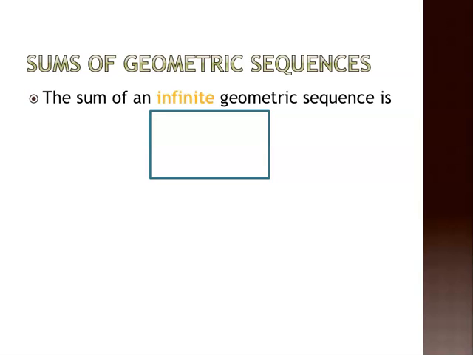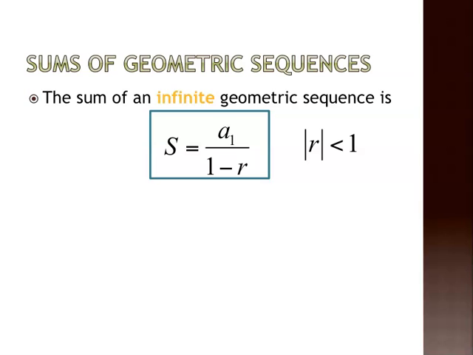So here's the formula for it. Now you'll notice one thing that has to be true for this to work is that your value of r, the common ratio that you multiply by, has to be less than 1. Now if you think about it, if r was bigger than 1, what ends up happening? All your terms get bigger and bigger and bigger, right?